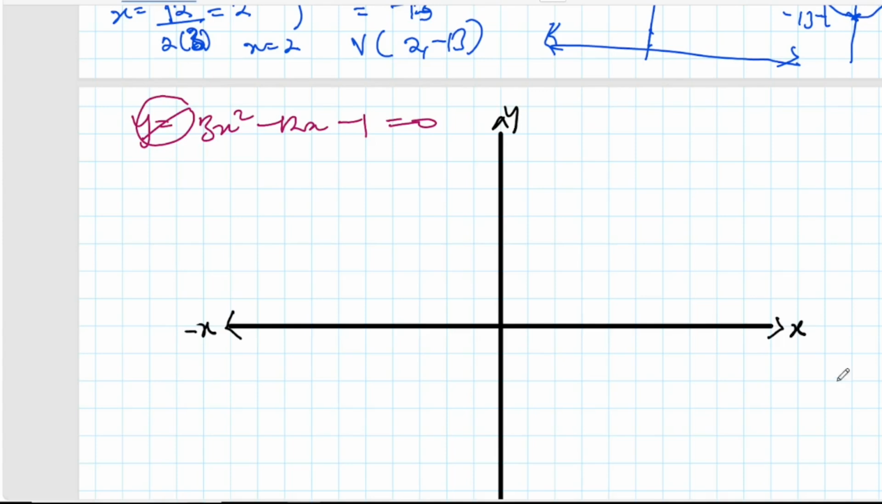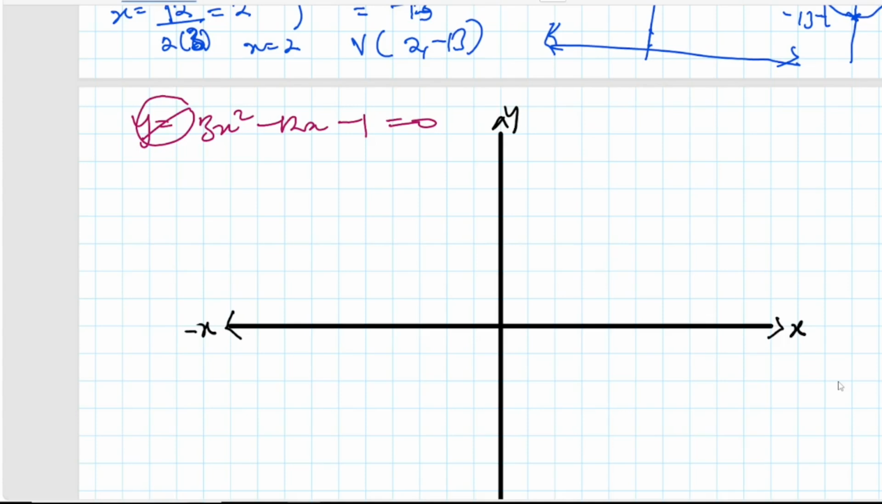Graphically, equating it to 0 means you are finding where the curve intersects the x-axis, because y equal to 0 is the same as the x-axis. Now let's try solving this. Let's complete the square of this equation.